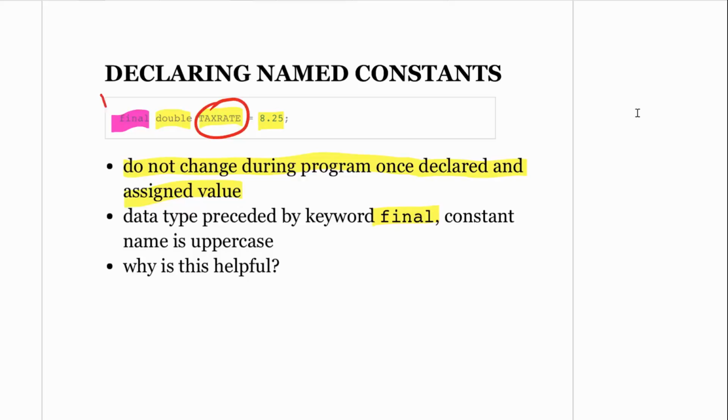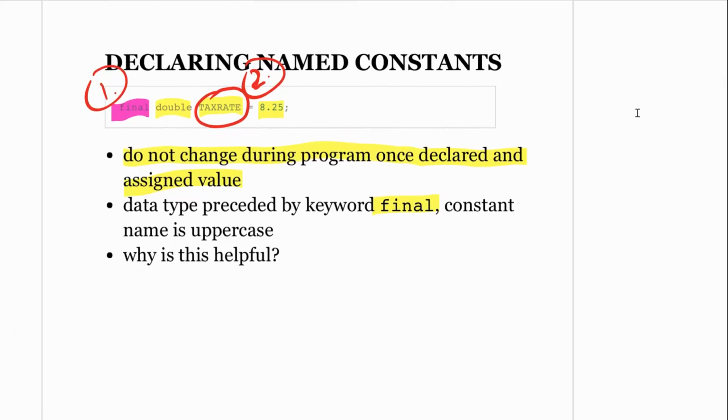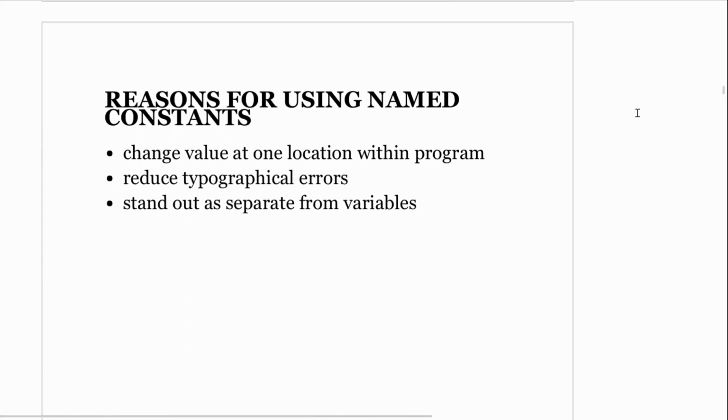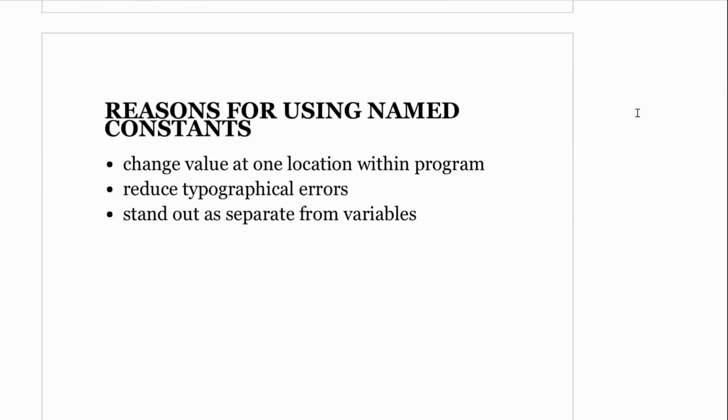So the first thing here is the word final, and then the second thing here is that it's written in capital letters. So why is this useful? Why do you want to use named constants? Why can't you just use variables? They seem easier. So the reason you want to be using named constants is that you can change the value at one location in the program.